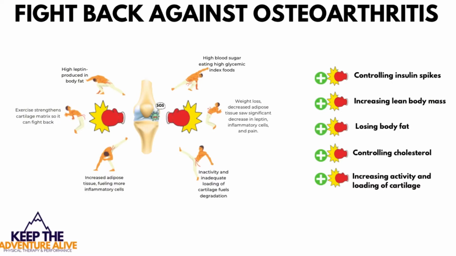Now, like everything else, some effects are going to be more pronounced and some are going to be a little less. But if you look at exercise and weight loss, these both can have huge impacts. You can decrease that leptin, you can decrease other inflammatory cells, and you can improve your activity level. These are all going to decrease pain. So the more boxing gloves we can collect, I also put a couple more examples here, the more boxing gloves we can collect, the better our joints will feel.